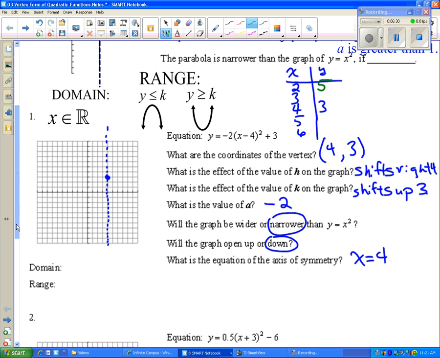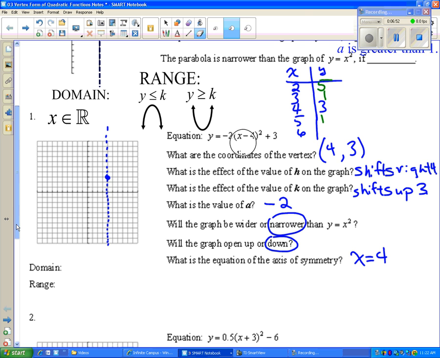3 minus 4 is negative 1. Negative 1 squared is 1. Negative 2 times 1 is negative 2 plus 3 is 1. 5 minus 4 is 1. 1 squared is 1. Negative 2 times 1 is negative 2. Negative 2 plus 3 is 1.